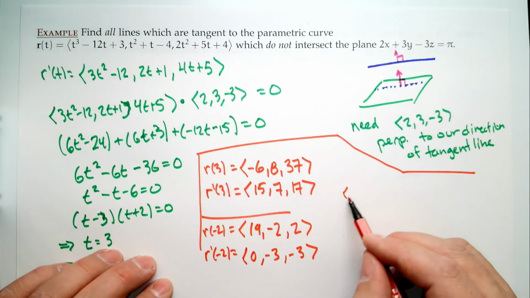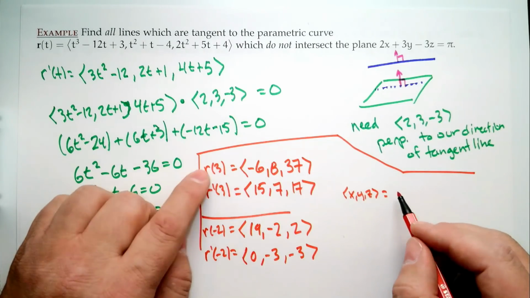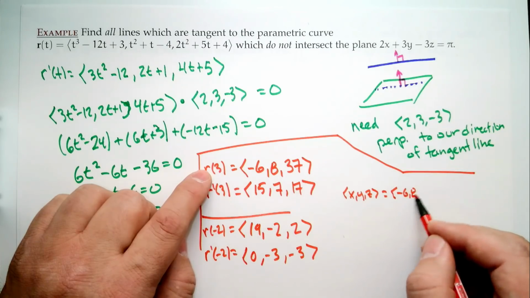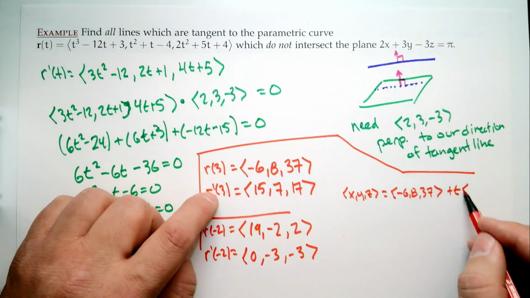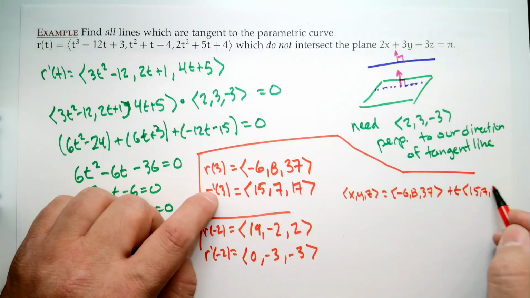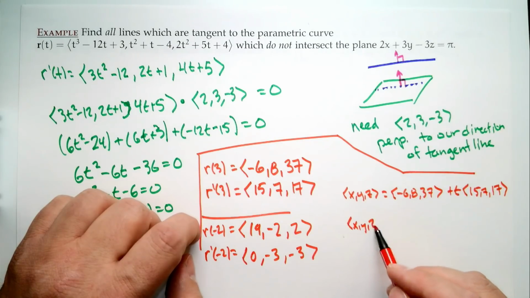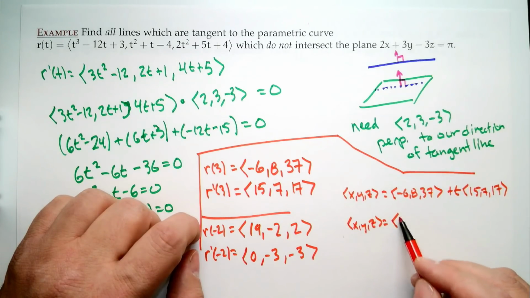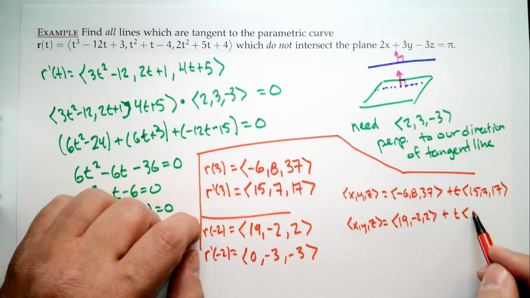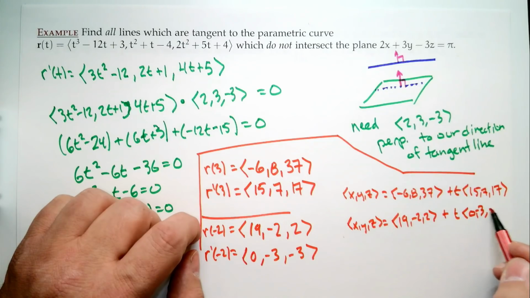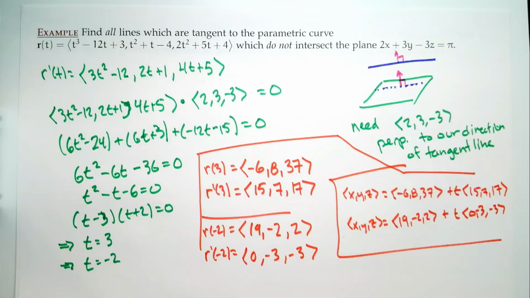So we can say our first line is x, y, z equals our point, (-6, 8, 37), plus t times the direction, (15, 7, 17). And the other line, x, y, z, equals (19, -2, 2) plus t times (0, -3, -3). And those are our two lines.